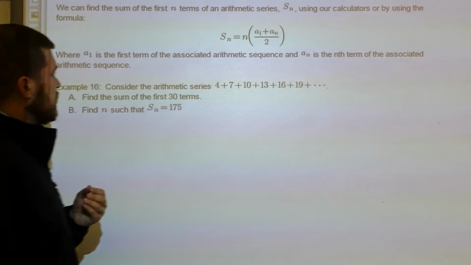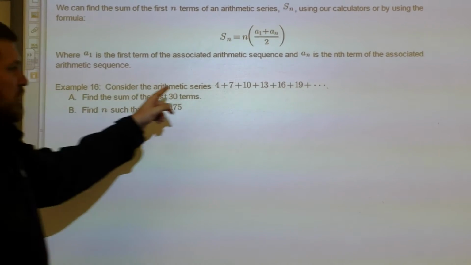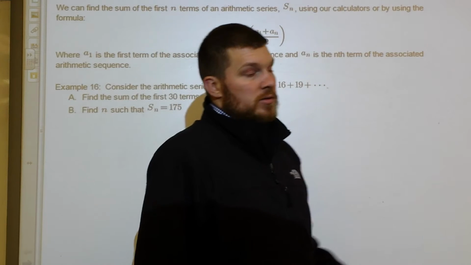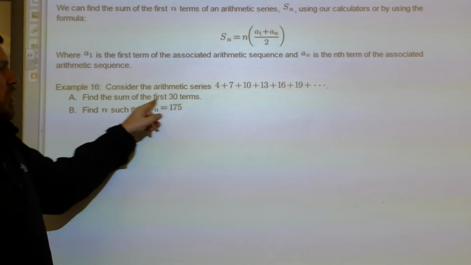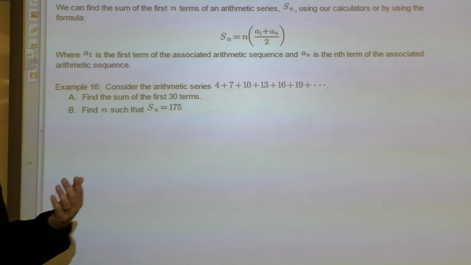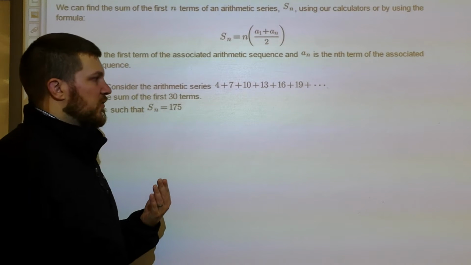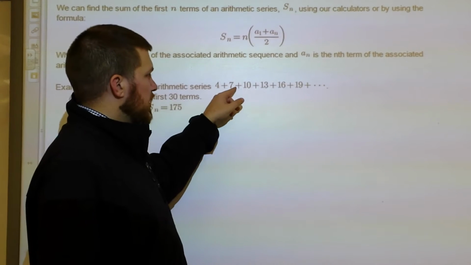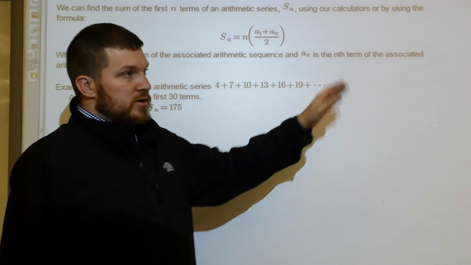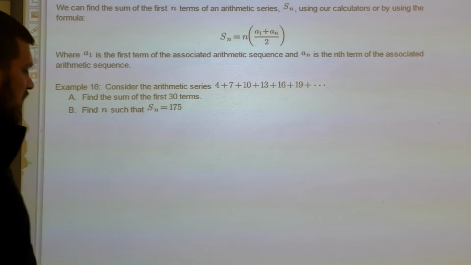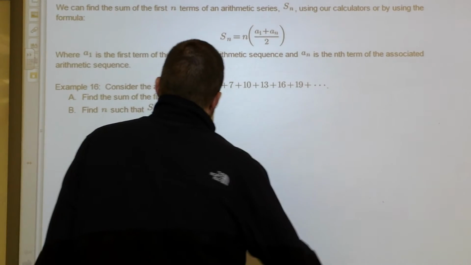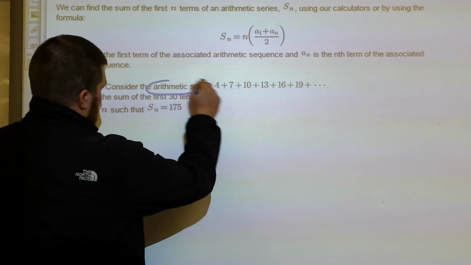So what we want to do in this example is consider the arithmetic series here. Notice that it's infinite. In part A, though, we're going to go only out to the first 30 terms, so we're going to make it finite. Now, if you see what the pattern is, you can actually write out the first 30 terms and then just add them up. That would be kind of easy, but it might take a little bit of time. Instead, what I'm going to do is focus on that it says it's arithmetic series.